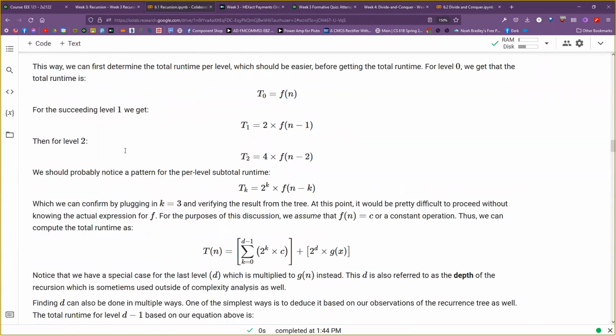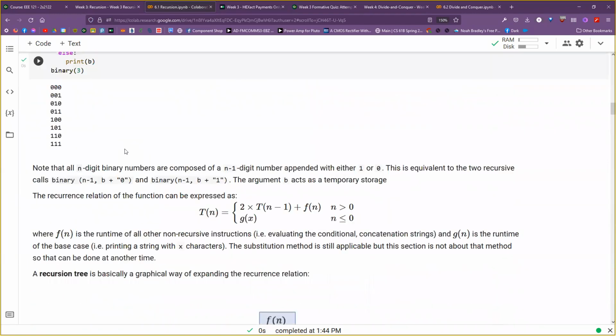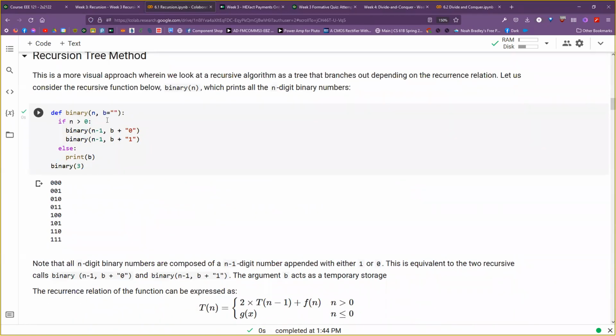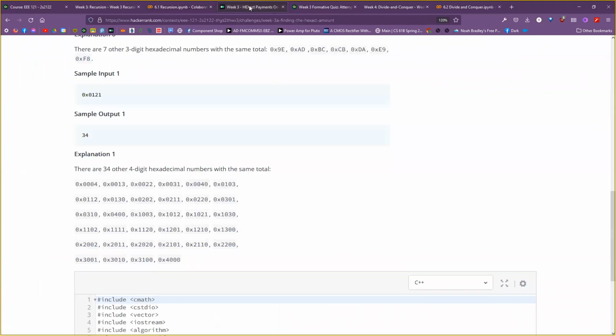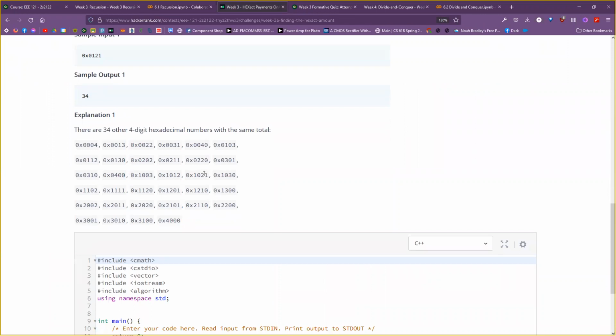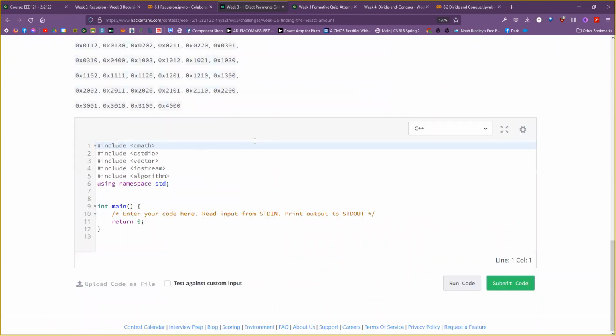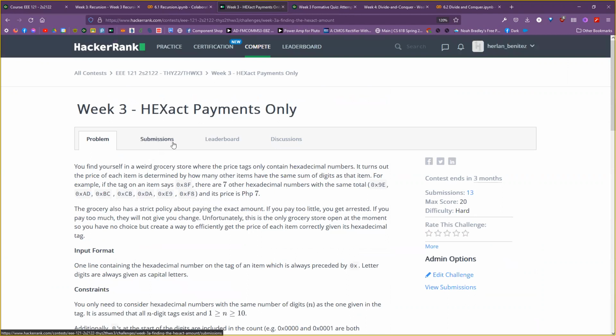So, siguro madali lang naman from there makuha yung... siguro from binary, paano kaya to i-convert to hexadecimal para makuha natin lahat ng hexadecimal numbers. And then tingnan na lang natin kung alin doon yung may same na total. So that is one way to solve yung ating exercise recursively. And ayun, any questions for week 3?